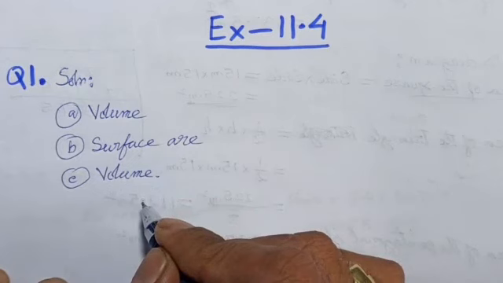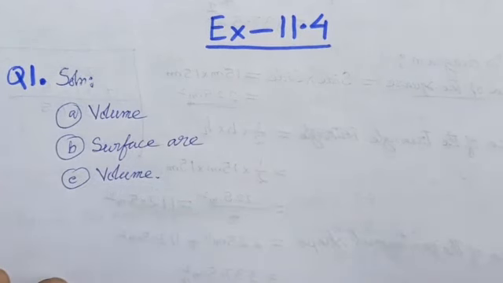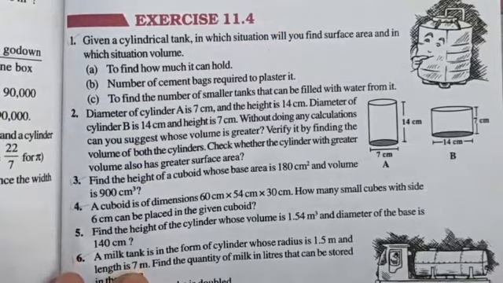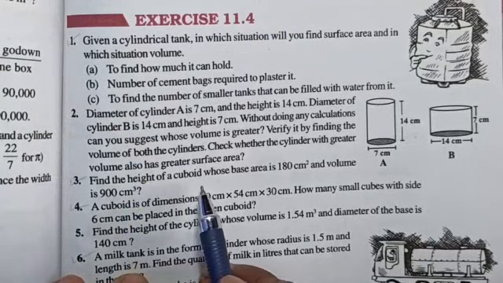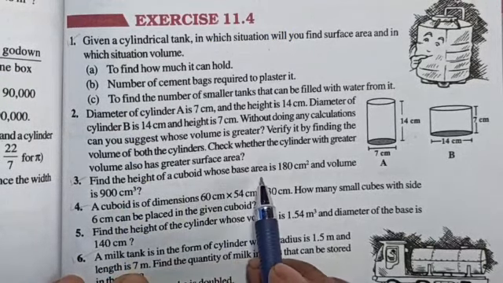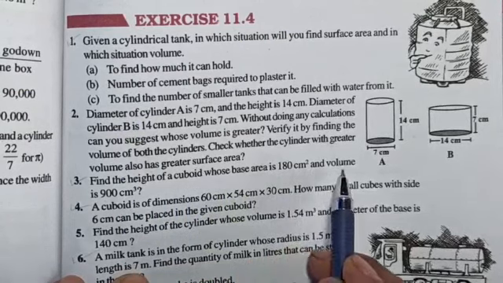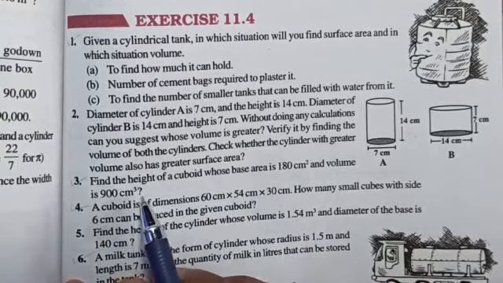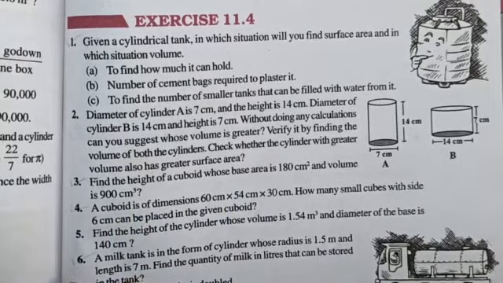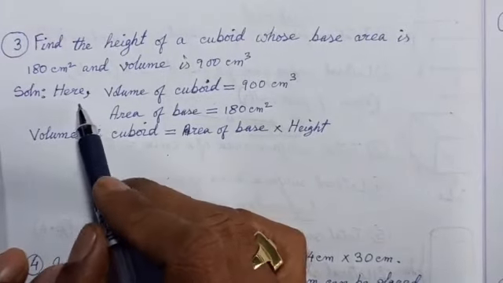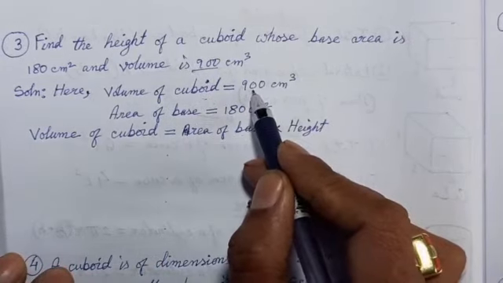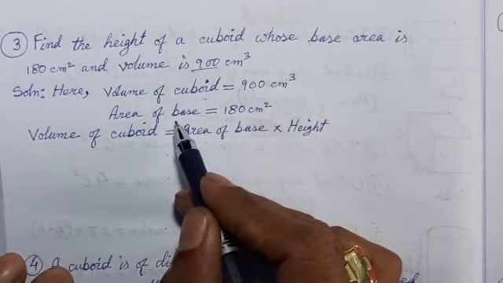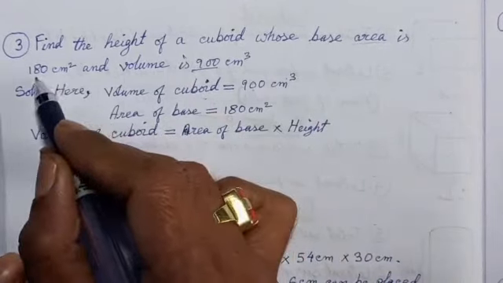Then let's try the next question. Let's try question number 3. Find the height of a cuboid whose base area is 180 centimeter square and volume is 900 centimeter cube. Now let's try this question number 3. Here volume of the cuboid is given as 900 centimeter cube. Area of the base is 180 centimeter square.